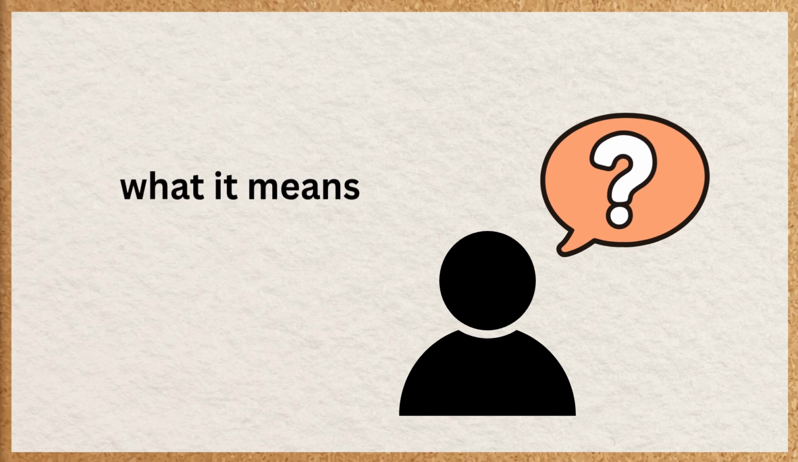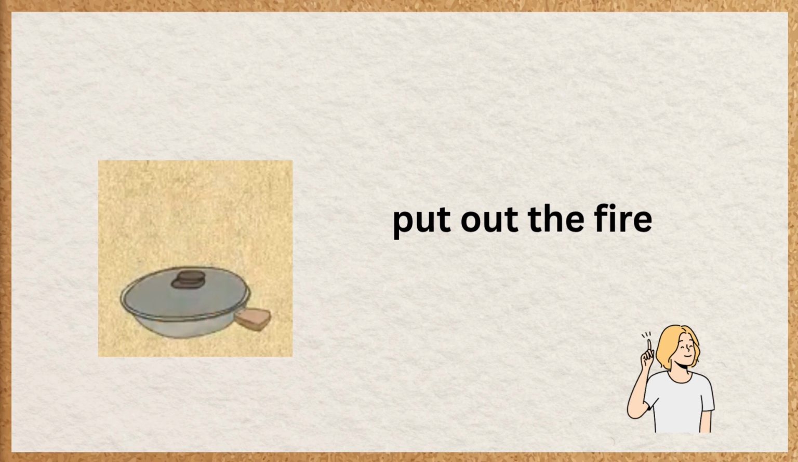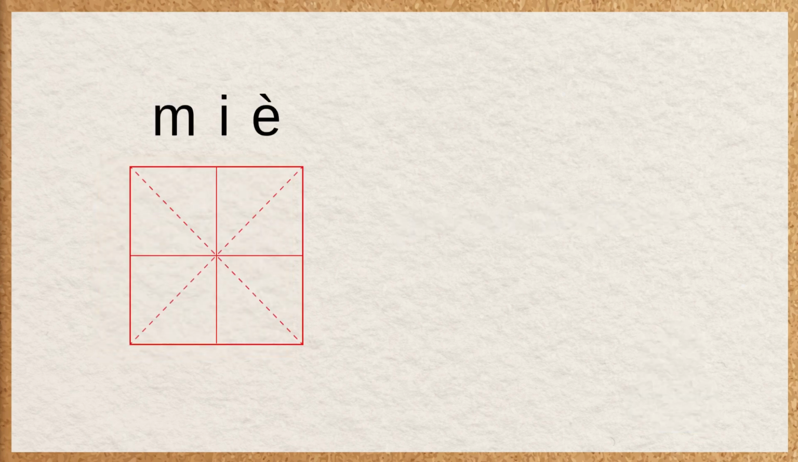I'll give you 5 seconds to guess what it means. 5, 4, 3, 2, 1. A lid on top of fire? Doesn't that mean to put out the fire? Did you get it right? That's correct. The literal meaning of Mia is to extinguish.